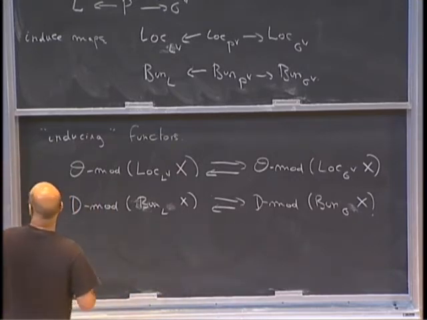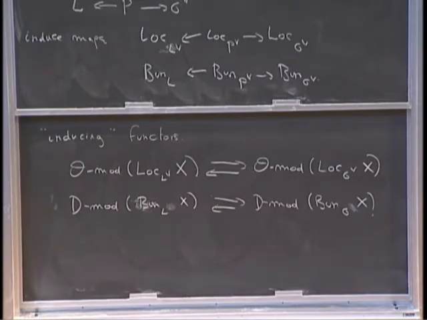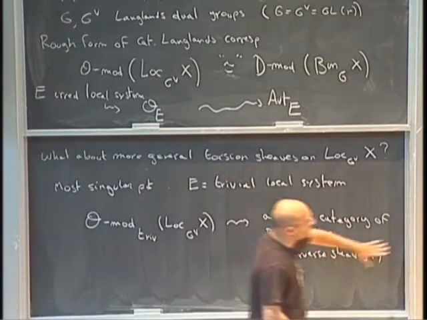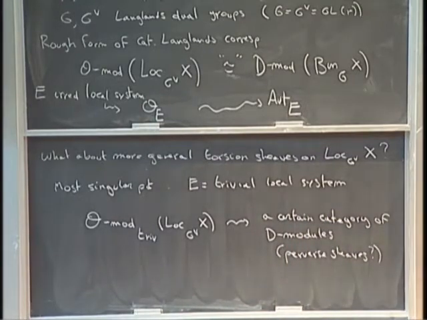Okay, and maybe more manageable than the whole category of O modules supported at the trivial local system, one could start from the torus and see whatever we get by inducing. So more manageable.